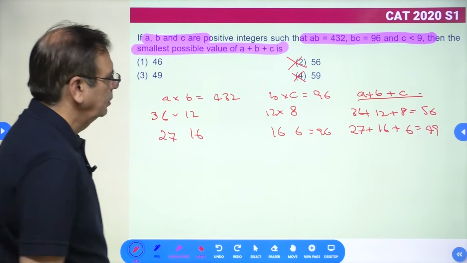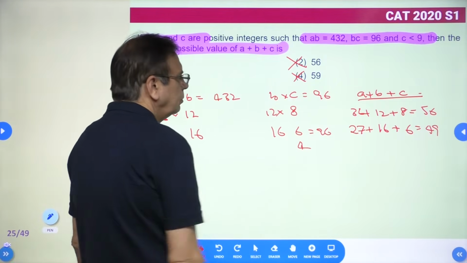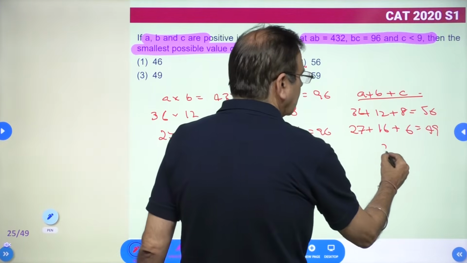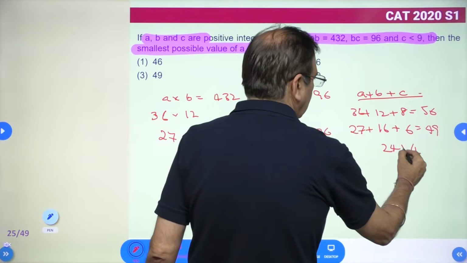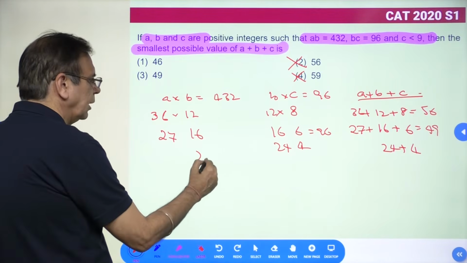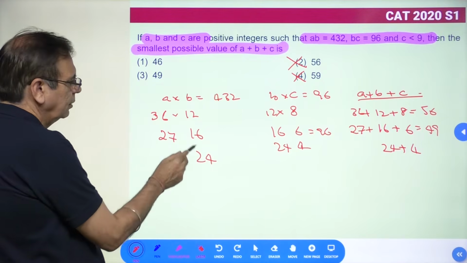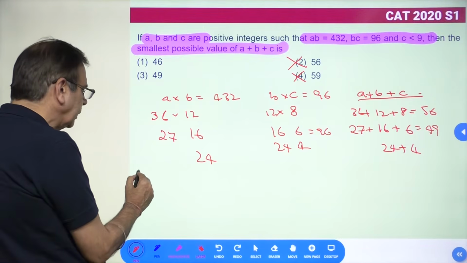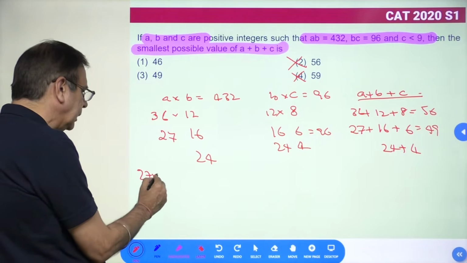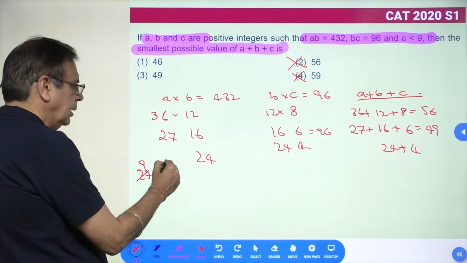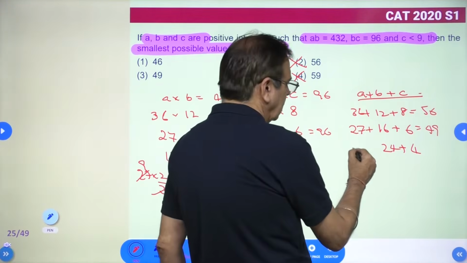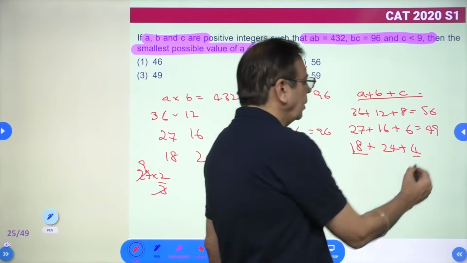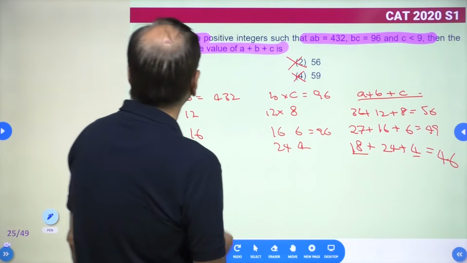Okay. Next case, 4 into 24 is 96. So we have B as 24 and C as 4. And if B is 24, how much does it become? Again, this becomes into 3 by 2. 16 into 3 by 2 is 24, so 27 into 2 by 3 is 18. So 18 plus 4 is 22. 22 plus 24, 46. So even this is wrong.